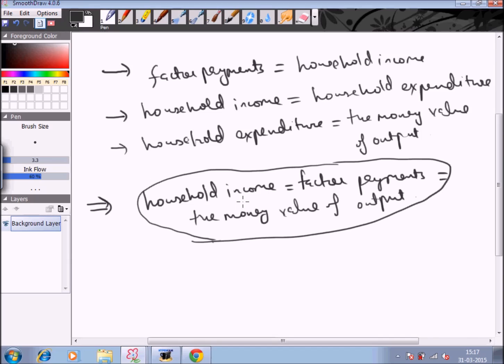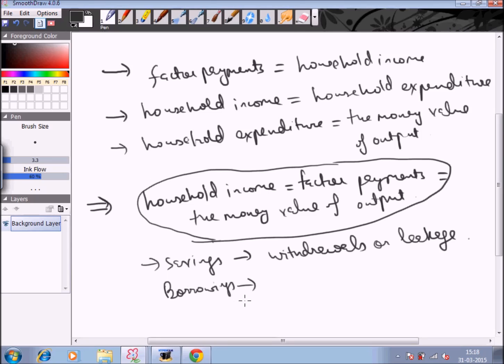Now, if there were savings, not exactly savings, we call it withdrawals or leakage, or if there were borrowings, we call it, not exactly borrowings even.